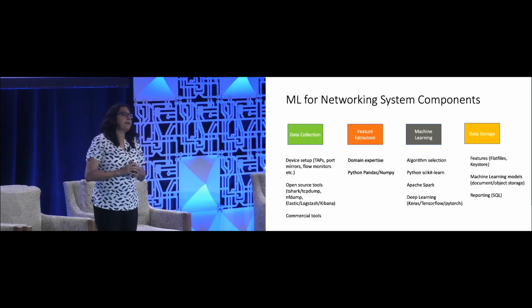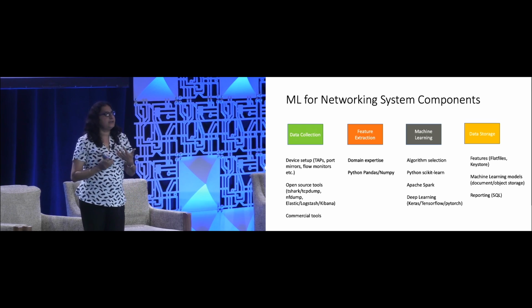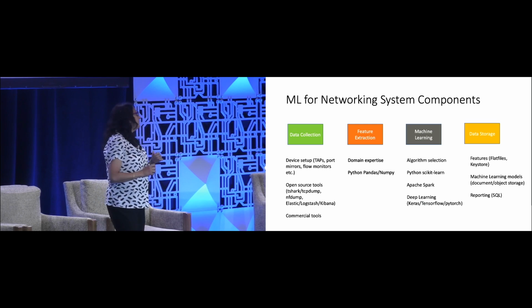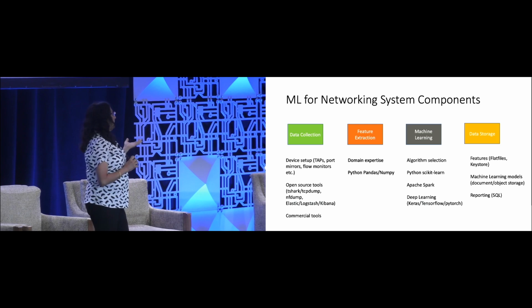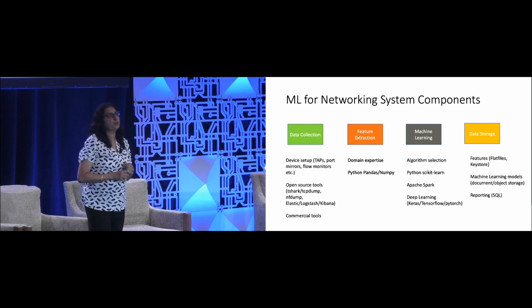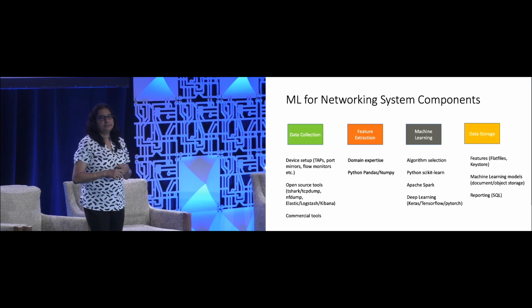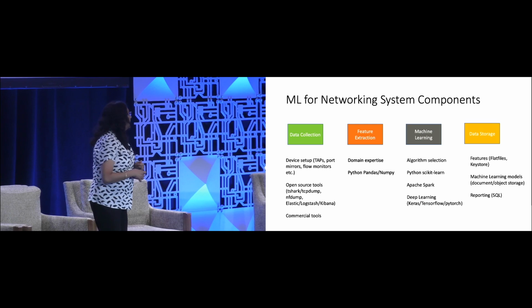So what does building a machine learning infrastructure mean? First, you need your data collection. You need to set up your device, set up taps, port mirrors, flow monitors, or anything else you need. We primarily used open source tools. If you already have a data collection framework in your network, you can use any of the commercial tools that can get syslog data or packet data or any of the flow data.